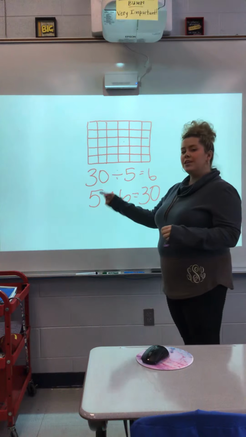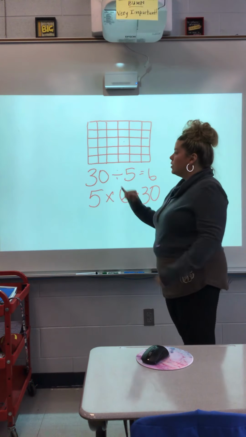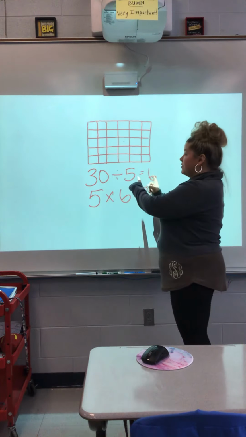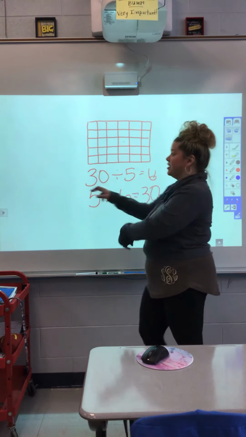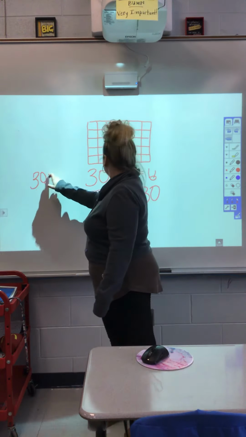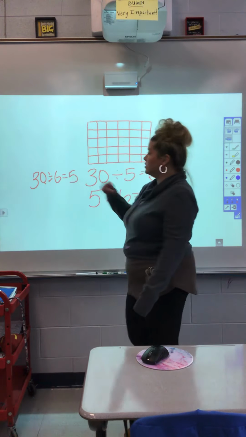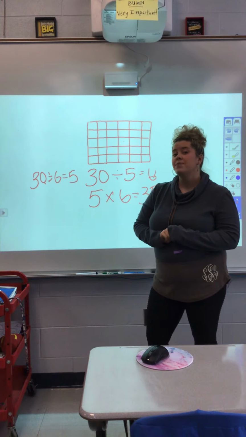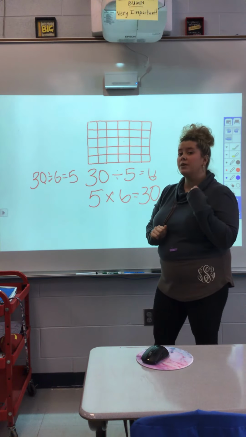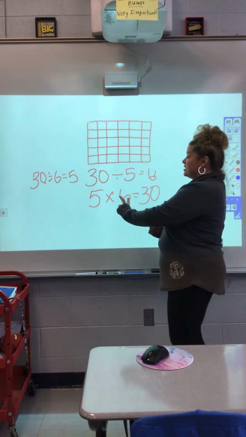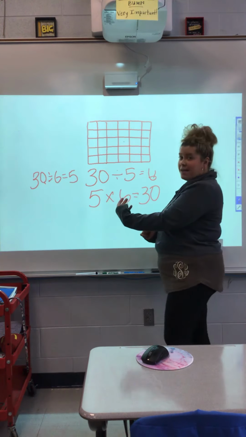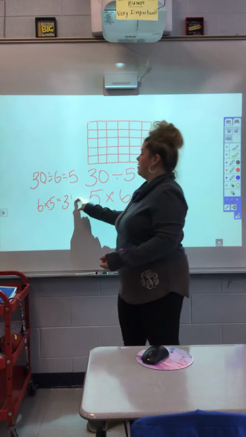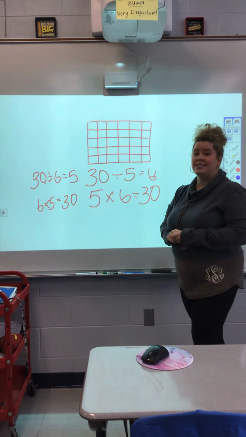So if I wanted to finish this fact family out, what would my other division sentence be? Right, I would flip my quotient and my divisor, and it would be 30 divided by 6 equals 5. What about my other multiplication sentence? If I use the commutative property of multiplication, that tells me that I can flip my factors, and my answer remains the same.